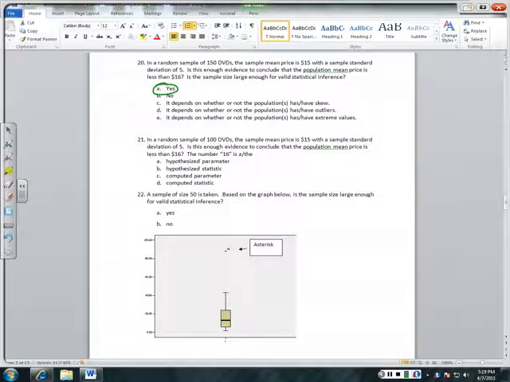So we have the 100 DVDs now. The sample mean is 15, and we want to know if we can conclude that the population mean is less than 16. That number 16 is the hypothesized parameter. We don't hypothesize statistics ever, and we're not going to compute parameters. So you either compute the statistic, that would be the 15, or your parameter is the 16.